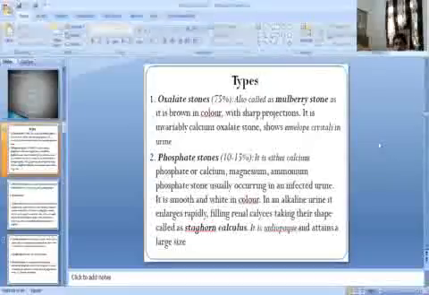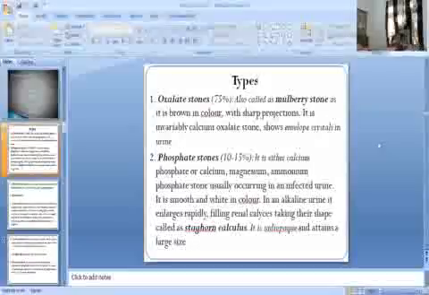Phosphate stones, 10 to 15%. It is either calcium phosphate or calcium magnesium ammonium phosphate stone, usually occurring in infected urine. It is smooth and white in color, in an alkaline urine. It enlarges rapidly, filling the renal calyx and taking its shape, called staghorn calculus. It is radiopaque and attains a large size.